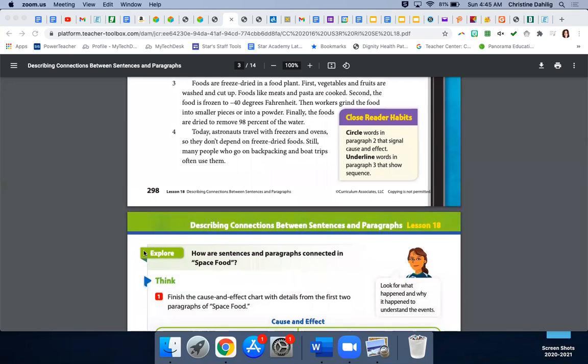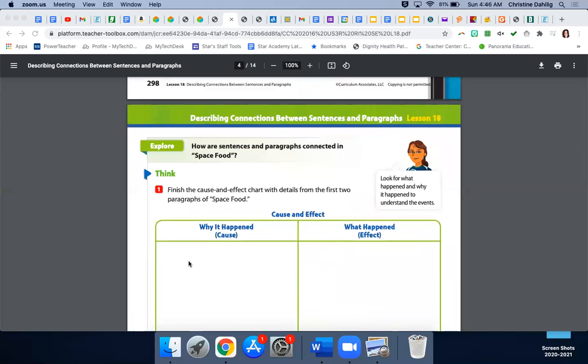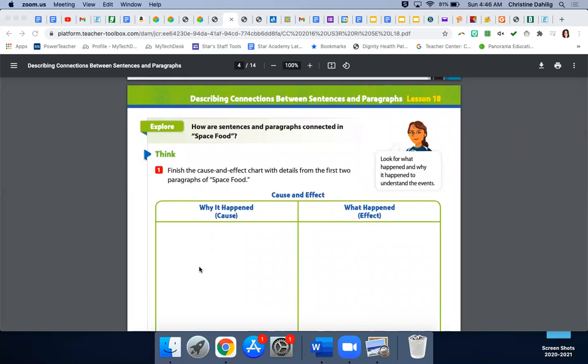So let us take a look at page 299. And these charts are going to help you further understand the organization that the author used and the connections between the sentences and the paragraphs. So number 1 here says to finish the cause and effect chart with details from the first 2 paragraphs of Space Food. Look for what happened and why it happened to understand the events.